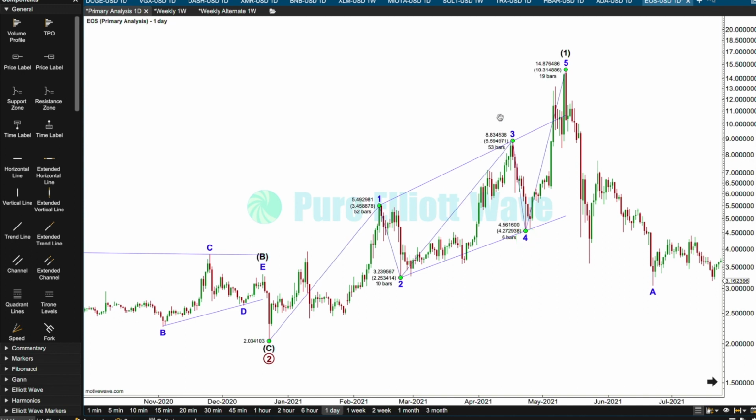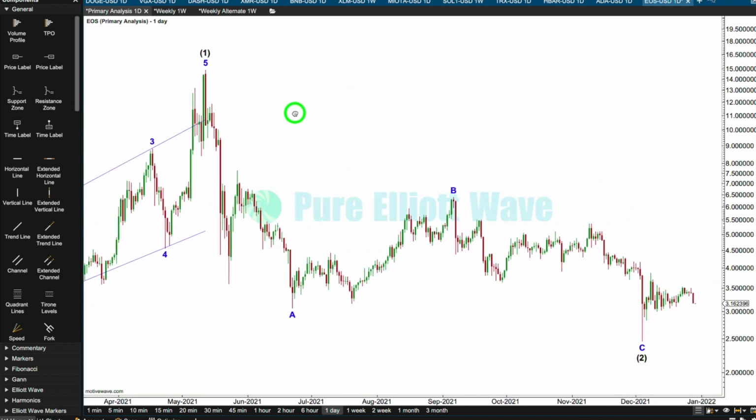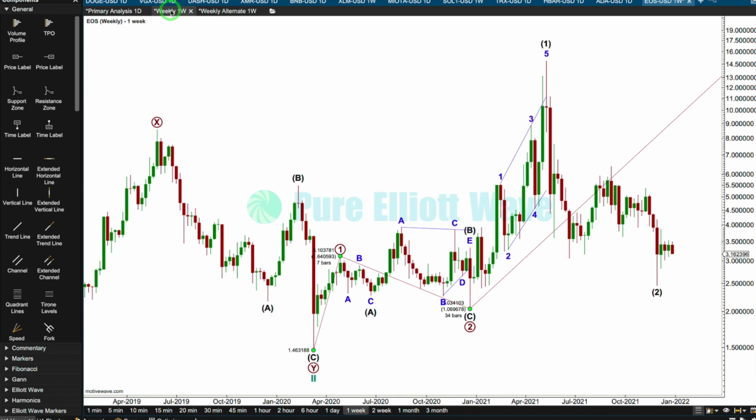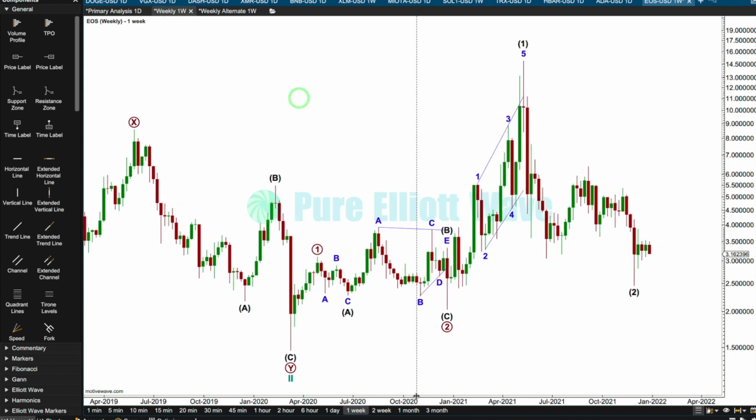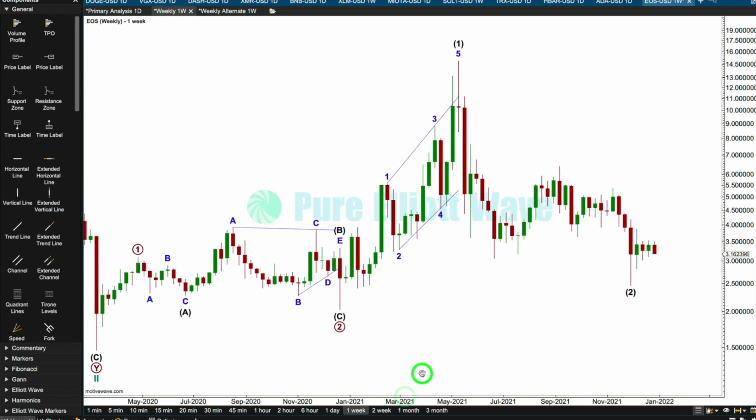3 is 5.59, it's longer than 1. 5 is 10.31, it's longer than 3. 4 is 4.27, it's longer than 2. And the trend lines are diverging, so it meets all the rules regarding an expanding diagonal. Now to look at the structure of 2, and this is the key. Is the structure of intermediate 2 complete? At the weekly chart level, we can pull an invalidation point in, and I can give you a target.